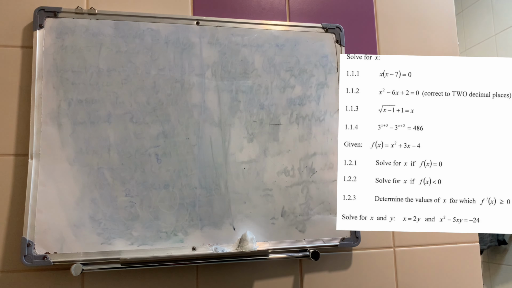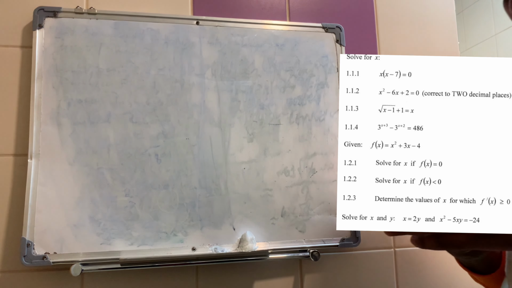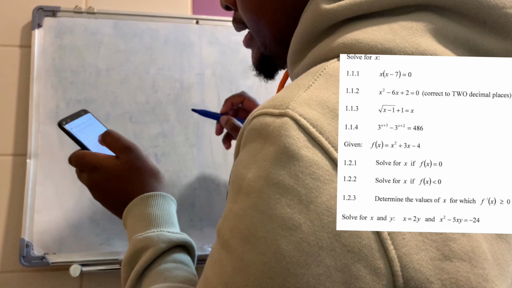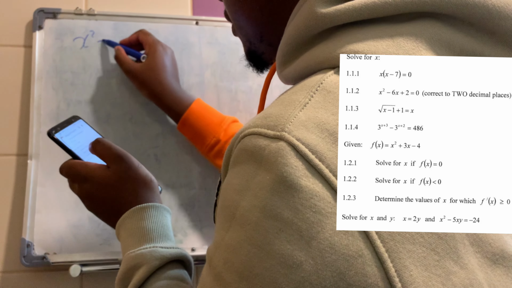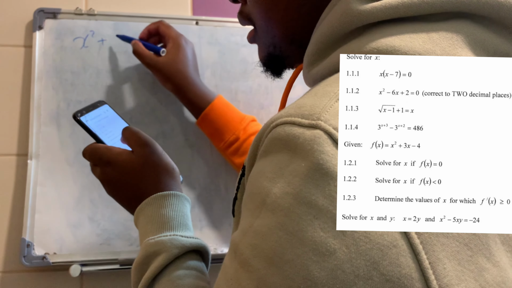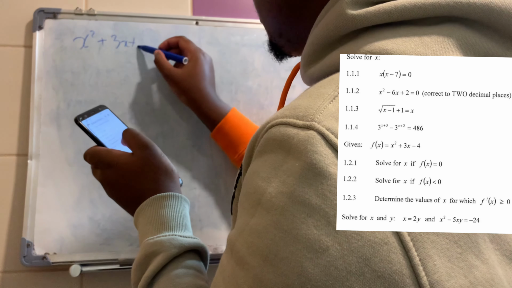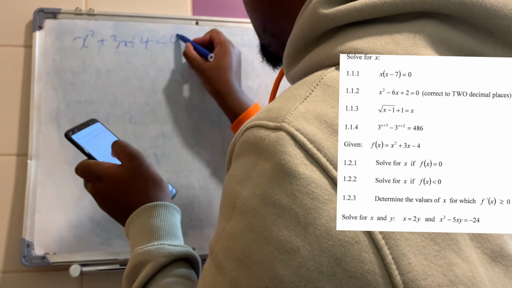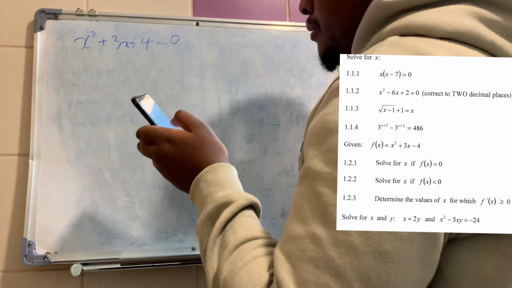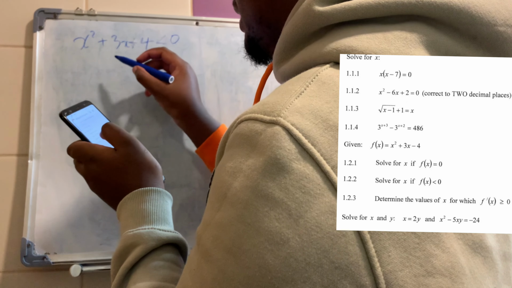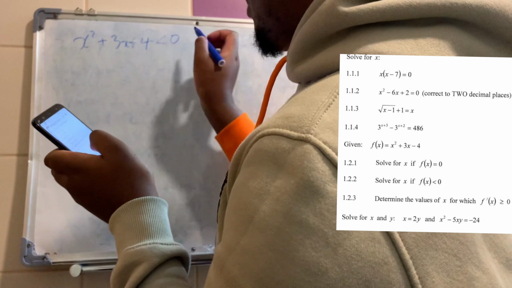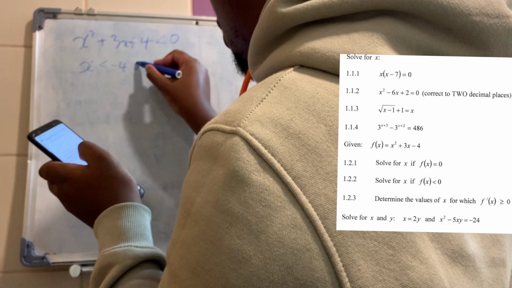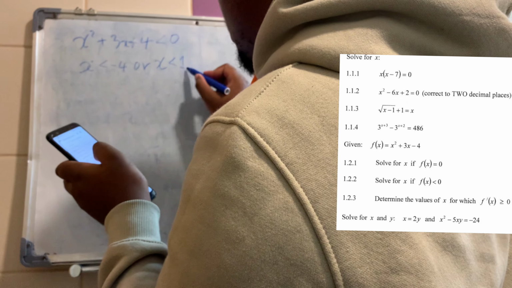Okay, another question says, solve for x if f(x) is less than 0, where f(x) is x squared plus 3x minus 4. Here you have to be careful. When x is equal to minus 4 and so on, x is less than minus 4 or x is less than 1.